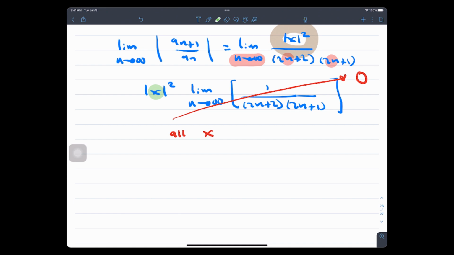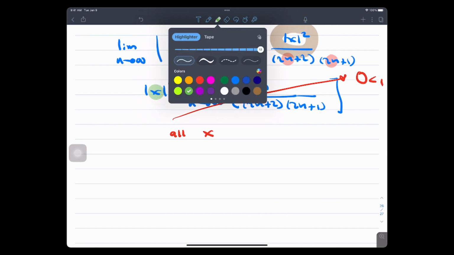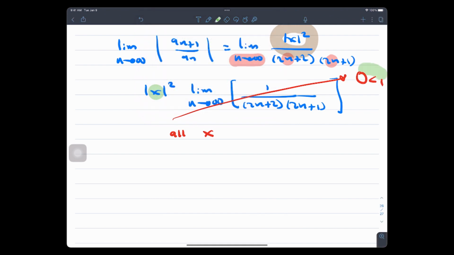So if you say, what if x is equal to 0? Well, that limit is 0. What if x is not 0? Well, that limit's still 0. So this limit is 0, which is smaller than 1. And what does any limit that's finite smaller than 1 by the ratio test mean?